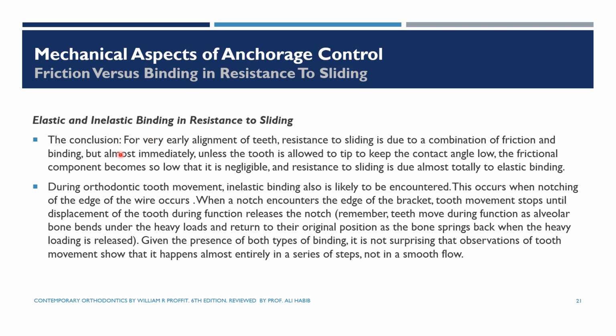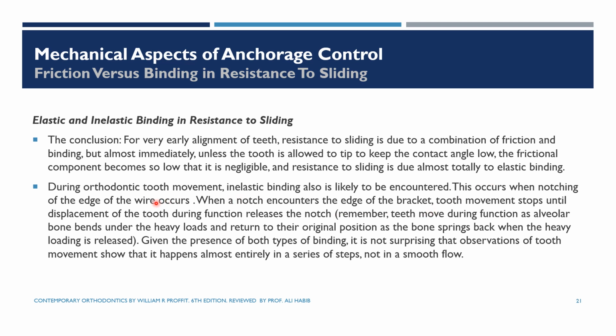So the conclusion for this is that for every early alignment of teeth, resistance to sliding is due to a combination of friction and binding. But almost immediately, unless the tooth is allowed to tip or to keep the contact angle low, the friction component becomes so low that it is considered negligible, and resistance to sliding is mainly due to elastic binding.